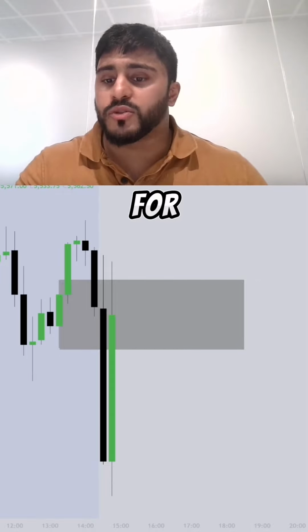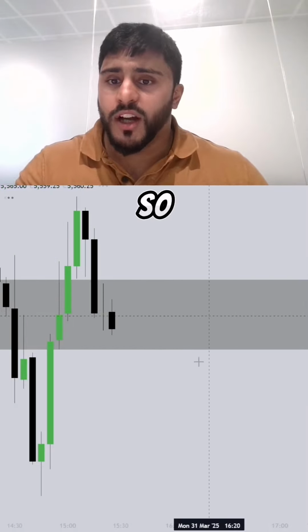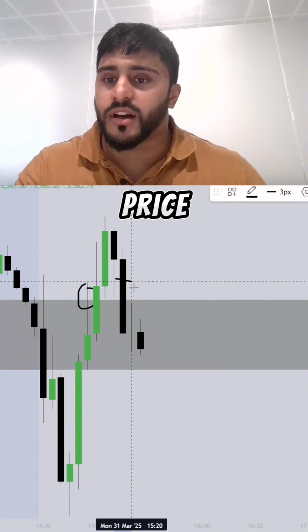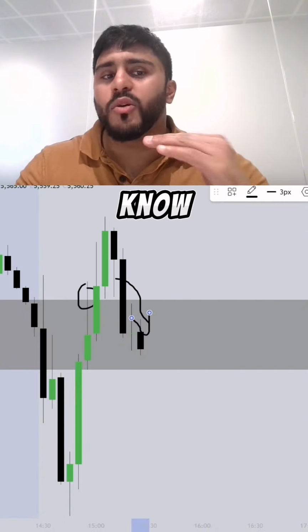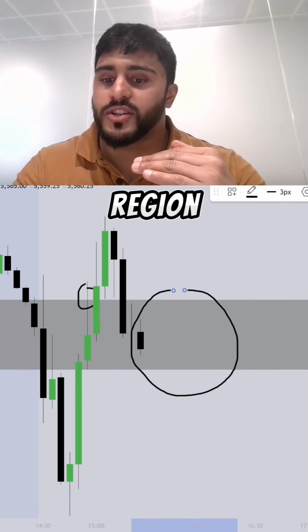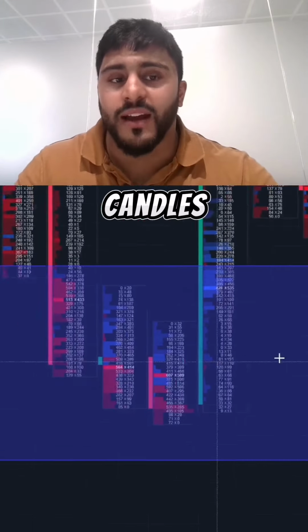Now from here, what we're looking for is we want to see price break above this area. So now from here, we've seen a couple of things. We've seen price break above this area, and now we've seen price come back into this area. So how do we know whether we want to be buying from this zone, right? How do we know what is going on inside of this entire region? The way we do that is by reading the same candles but on the order flow.